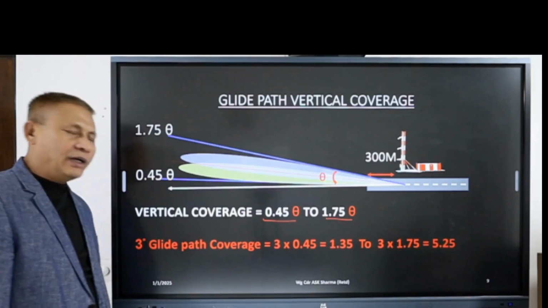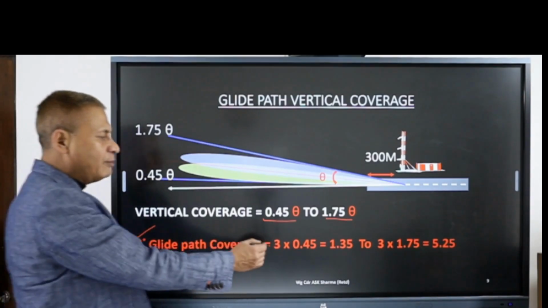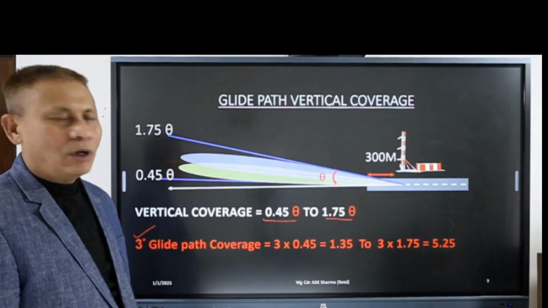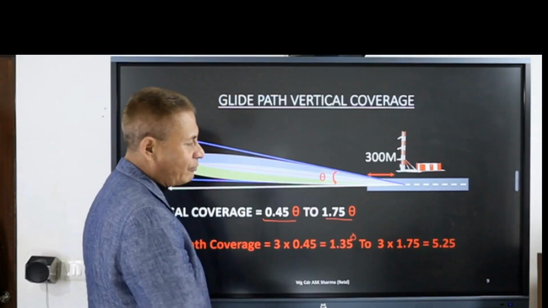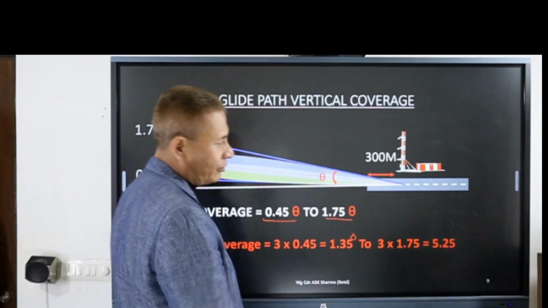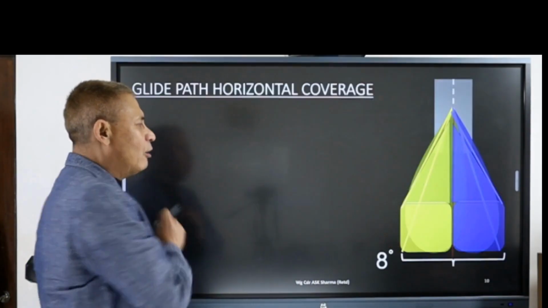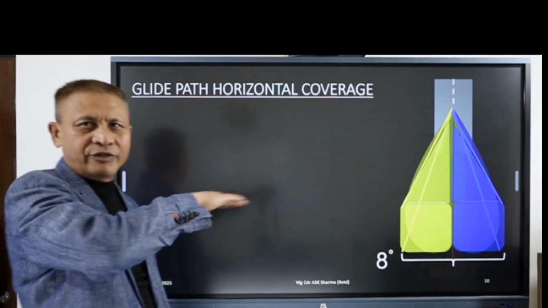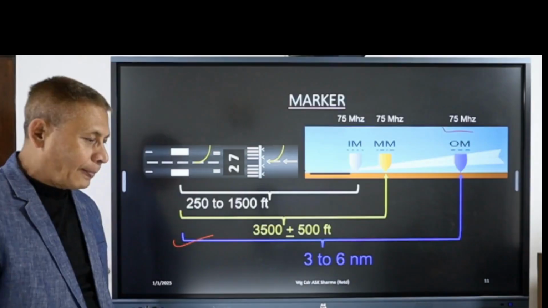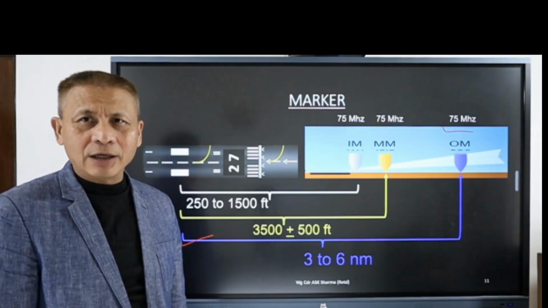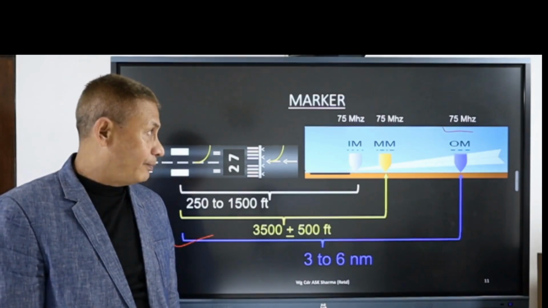So therefore, if we have to calculate for a 3 degrees glide path, the coverage will be from 3 multiplied by 0.45, which is 1.35 degrees, up to a maximum value of 3 multiplied by 1.75, which is equal to 5.25 degrees. As far as the horizontal coverage is concerned, on the horizontal plane, the glide path signal coverage is 8 degrees.